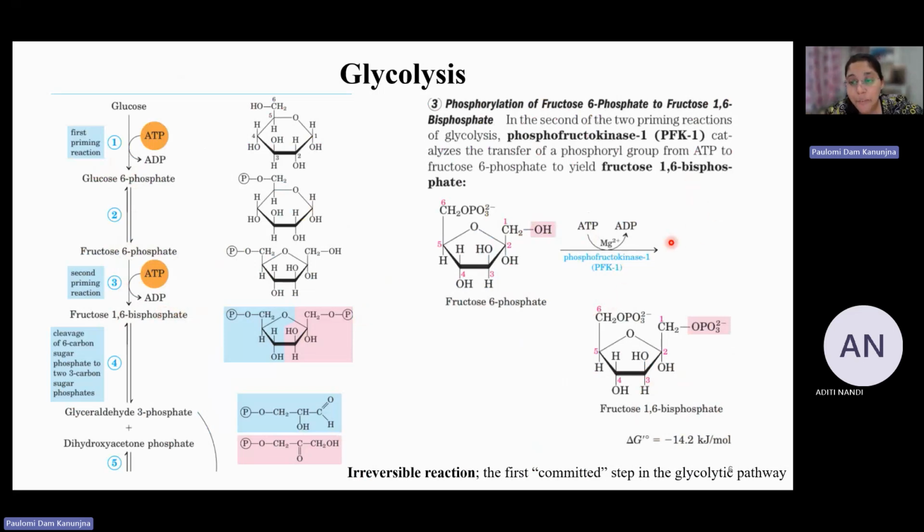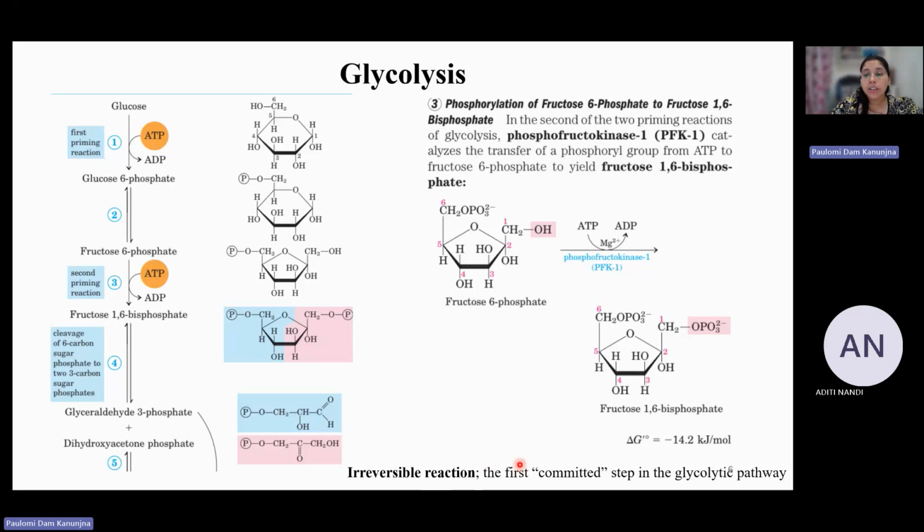Which enzyme? Phosphofructokinase 1. Remember this enzyme. This is PFK1. PFK2 is also there, so don't get confused. PFK1 is what catalyzes the conversion of fructose 6-phosphate to fructose 1,6-bisphosphate. Now, what is important about this step? This is again an irreversible reaction, and this is the first committed step in the glycolytic pathway.